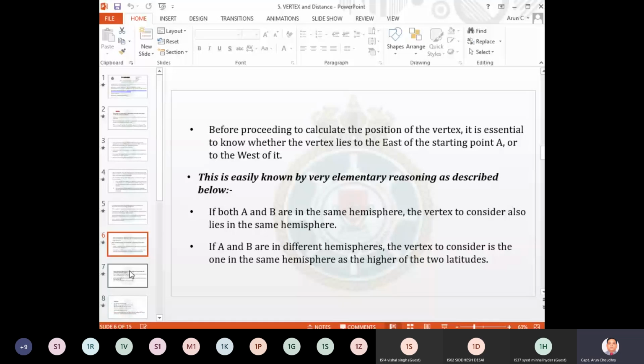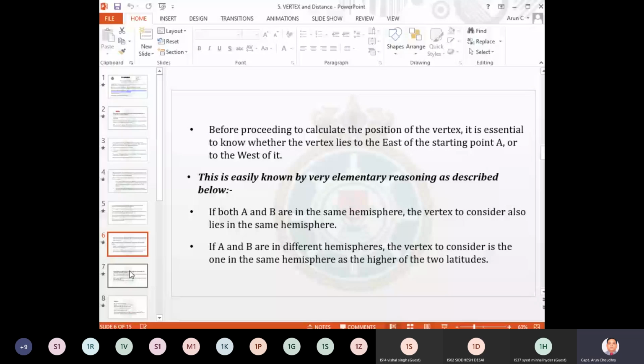For an example, if your initial course is 030 and your final course is 070, that means you have still not reached the vortex, because you're still climbing up. You're still on a northerly course, because 030 is northerly, and 070 still has some north component. But if your initial course is 030 and your final course is, let's say, 130 or 150 or something, then we know that you have already passed the vertex and are going southwards.